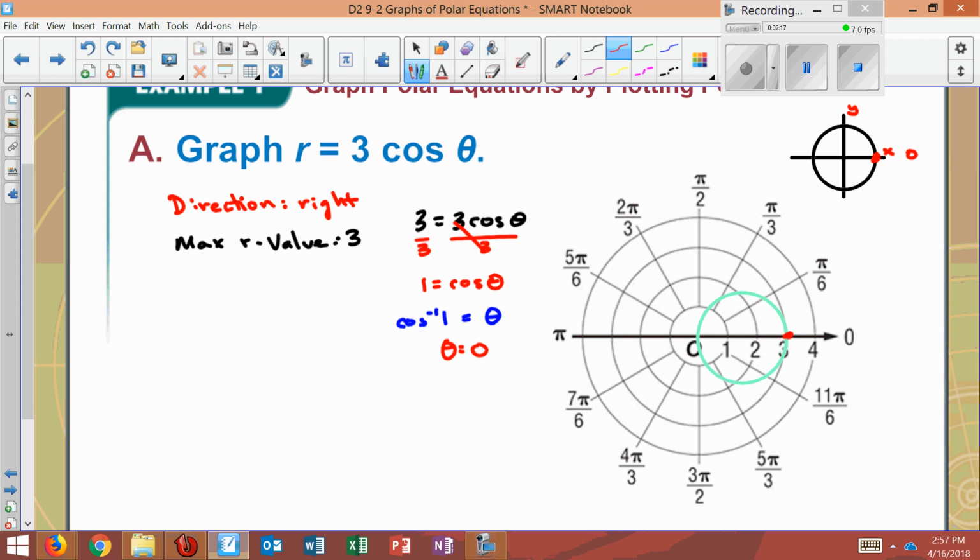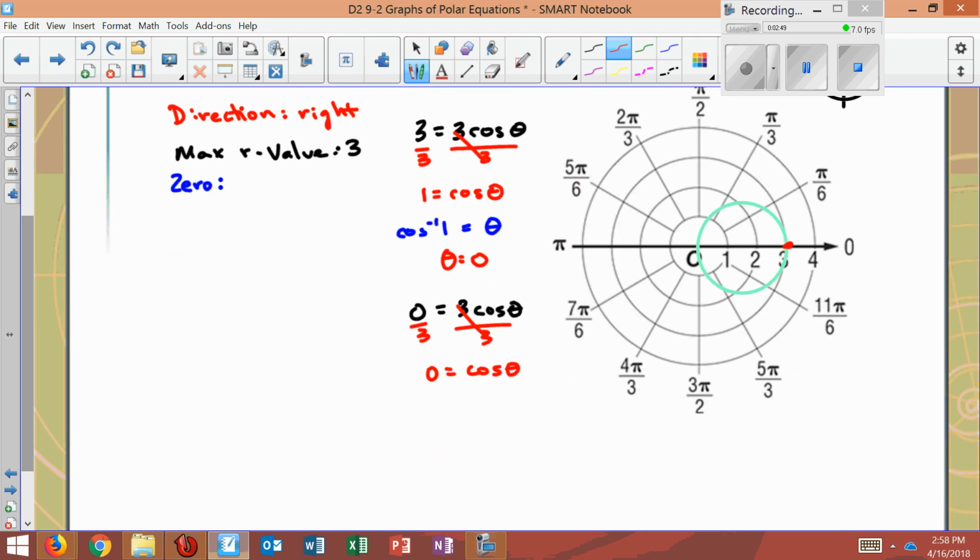Now, if you want to find the minimum value, which would be a 0, or when r equals 0, you do the same thing. So just the same concept we did here. I'm going to do it again, but this time instead of finding the max value by plugging in 3, we'll plug in 0 there. So if I plug that in again, I would say that 0 equals 3 cosine theta. And I go through the same steps. Divide by 3, which gives me 0 equals cosine theta.